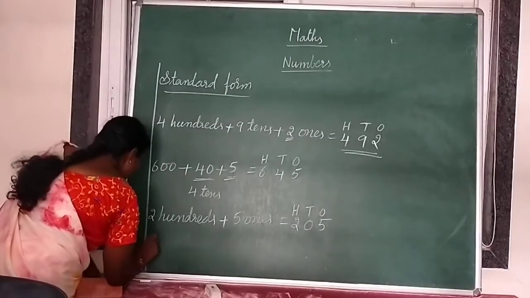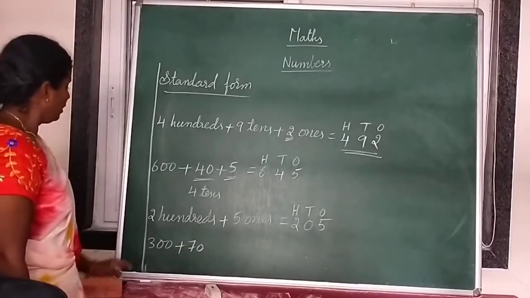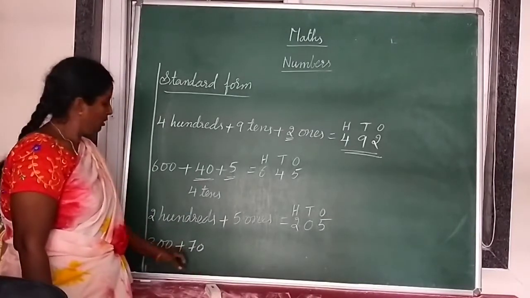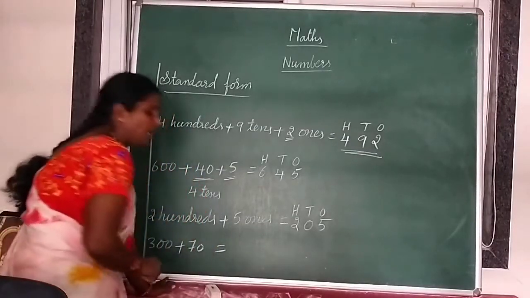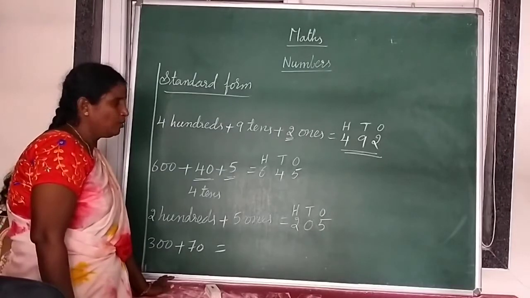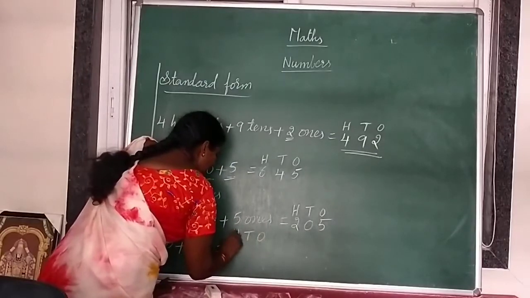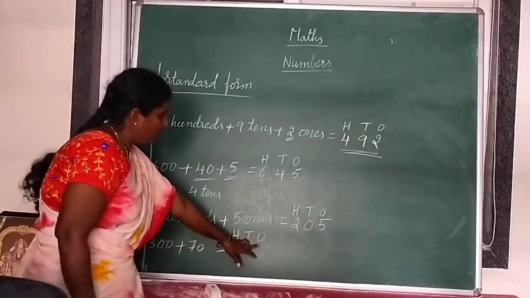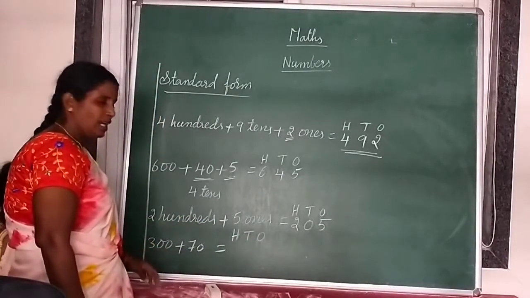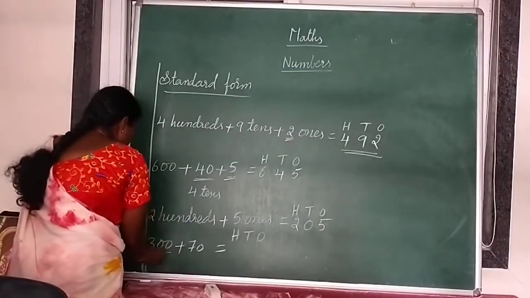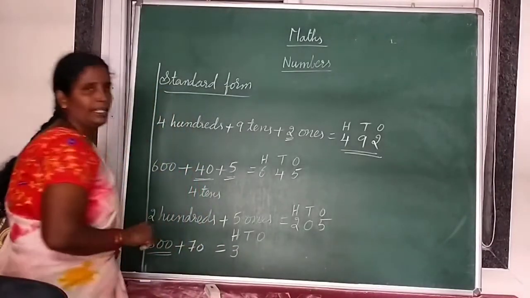Next, 300 plus 70. Convert this expanded form into standard form. So to convert into standard form, first we have to write the place values. Ones place, tens place and hundreds place. Here how many hundreds are there? 3 hundreds. So write 3 under hundreds place.